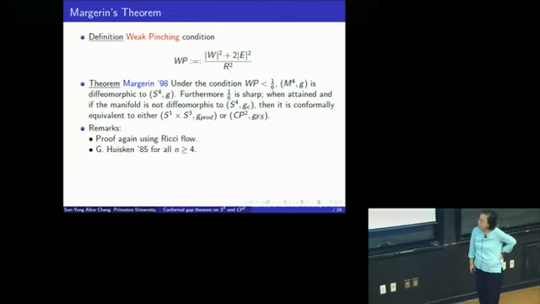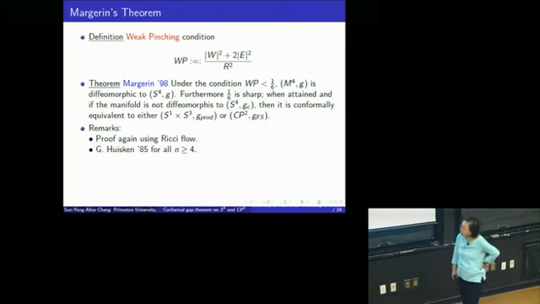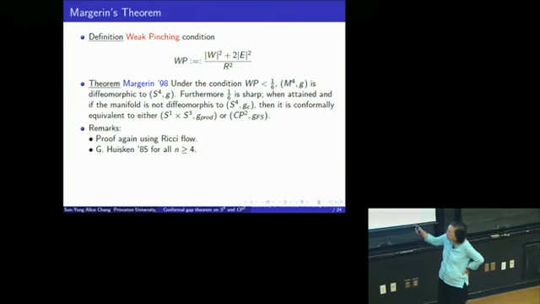And the proof, again, uses Ricci flow. Let me also mention there are results of this type in n dimensions too, but only in 4 dimensions is Margerin's result sharp. So this 1/6 constant is sharp.